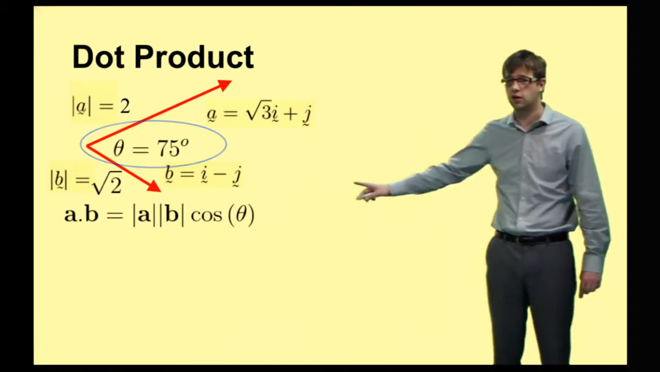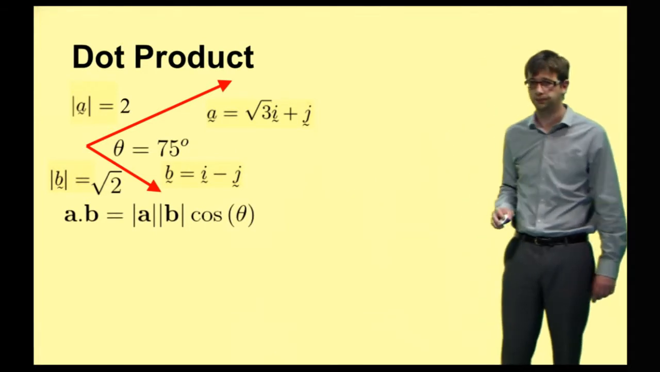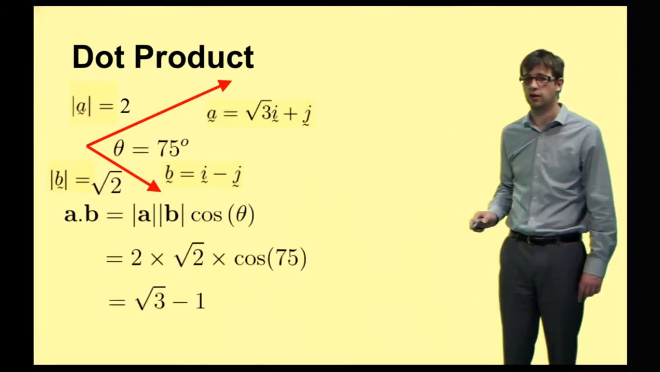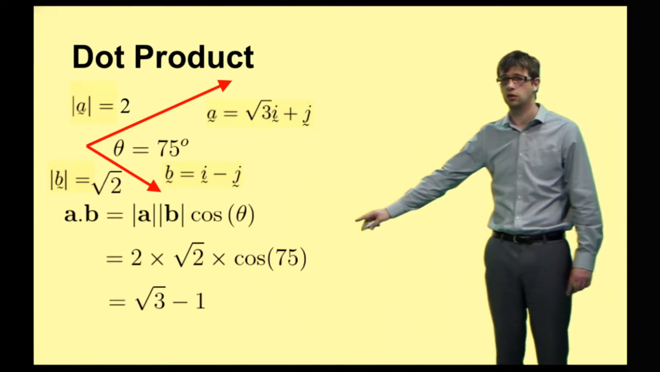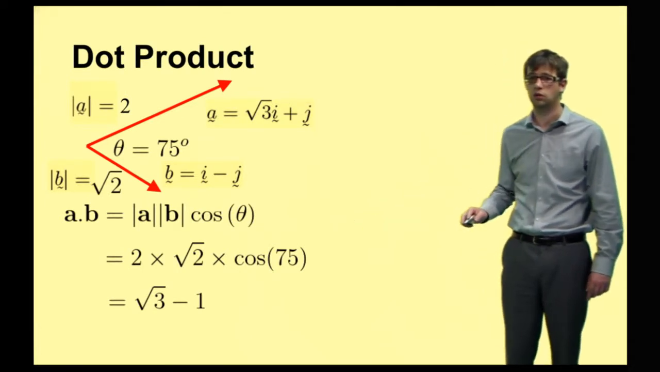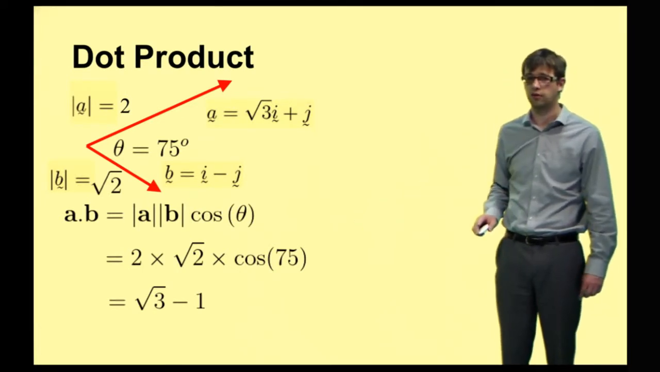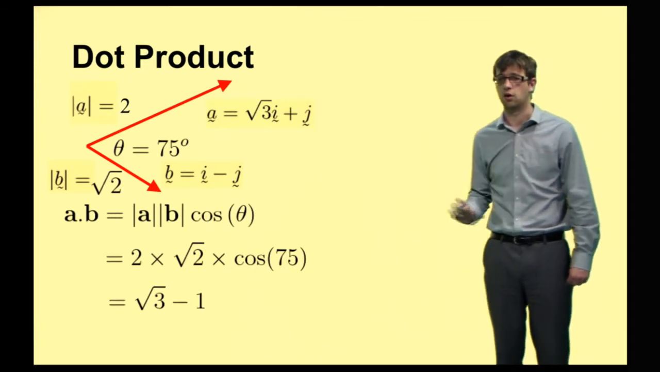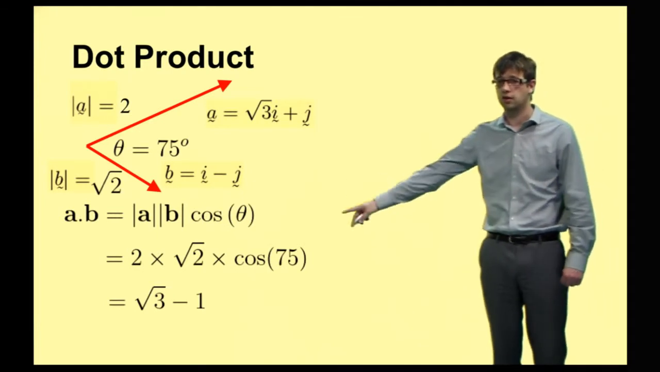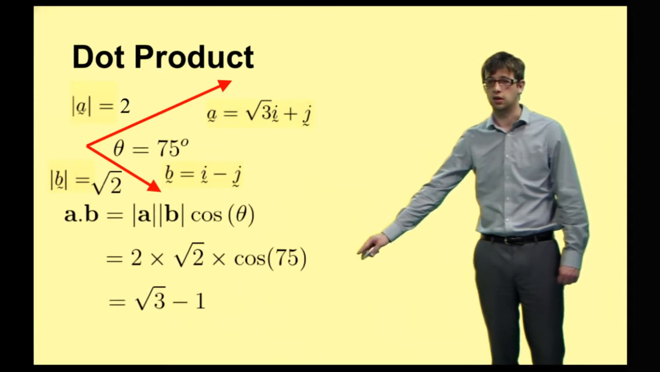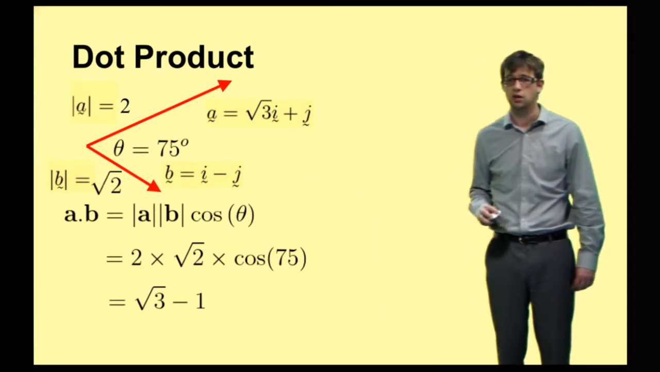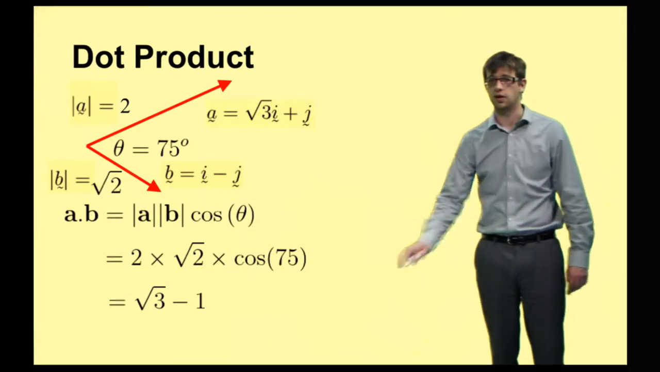So now I have everything I need to find this dot product. Okay, so if I plug in the information, the magnitude of A is 2, the magnitude of B is root 2, then multiplied by cos of 75 gives me root 3 minus 1. Now I could have found this out by hand if I used a compound angle formula for cos. Otherwise, if I've typed it in my calculator, that's what comes out.